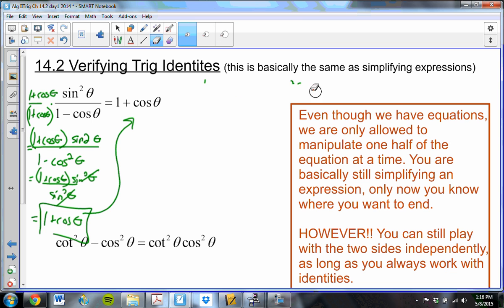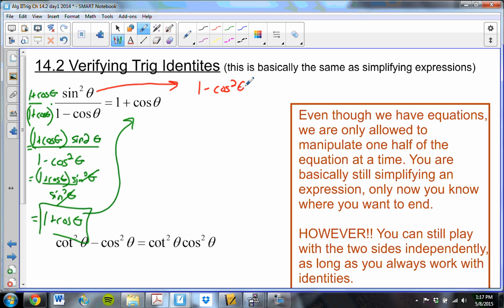Another option, almost all these problems can be done in multiple ways. Another option is to just take sine squared and split it up into 1 minus cosine squared. I know sine squared plus cosine squared is 1, so 1 minus cosine squared gives me sine squared. I now have this on the left side. I can't cancel those cosines, and I can't cancel those 1s. Nothing right now can cancel because this square kind of ruins things, and these two minuses kind of ruin things.